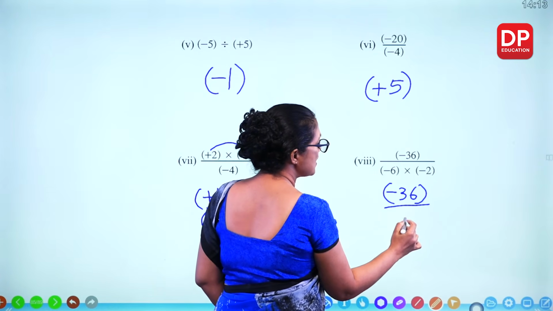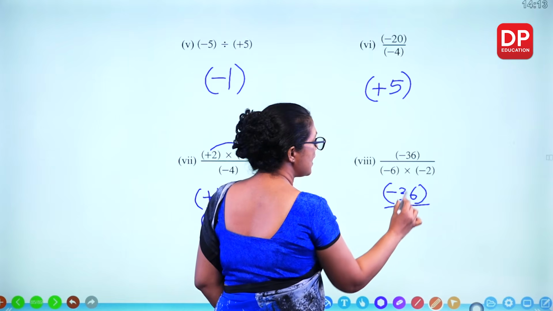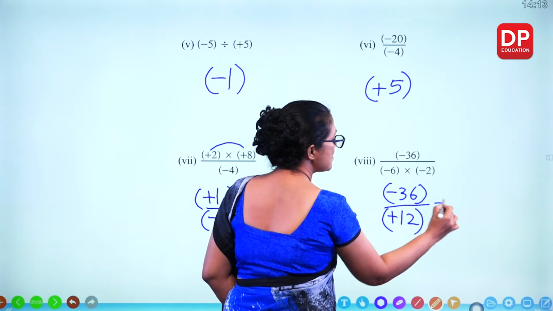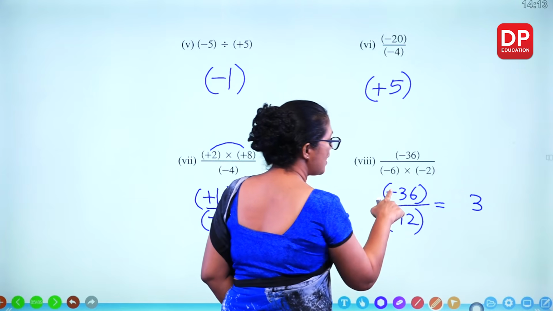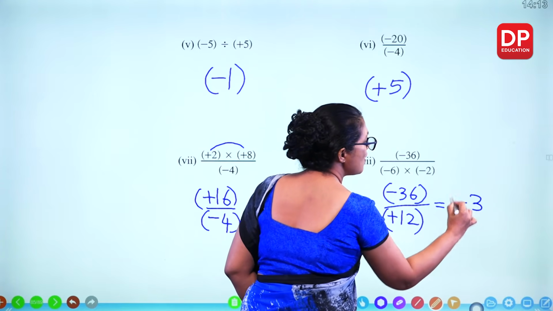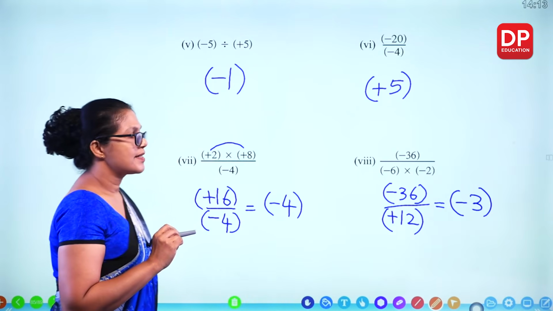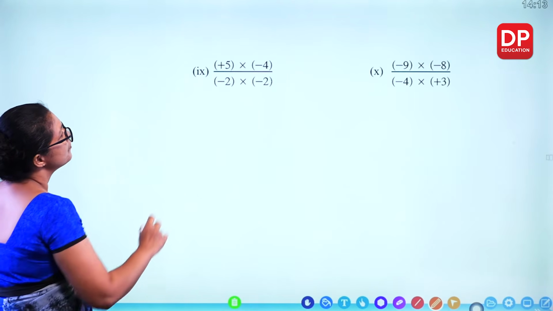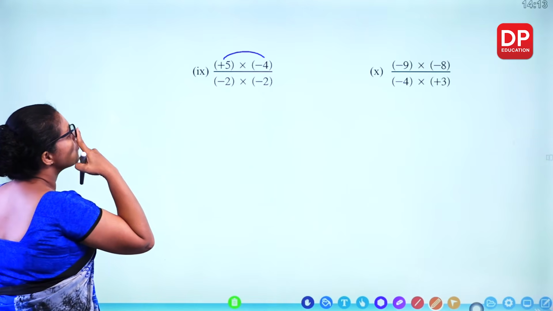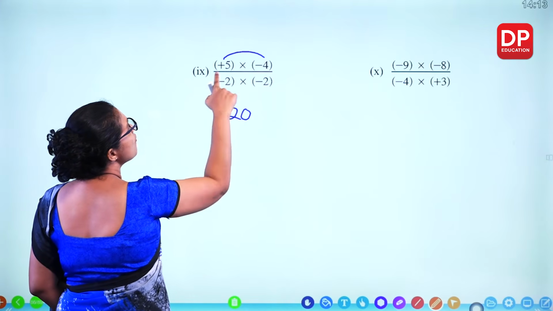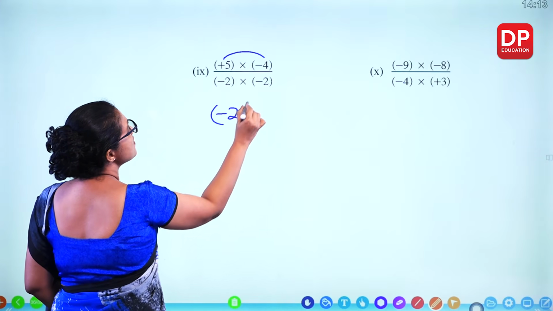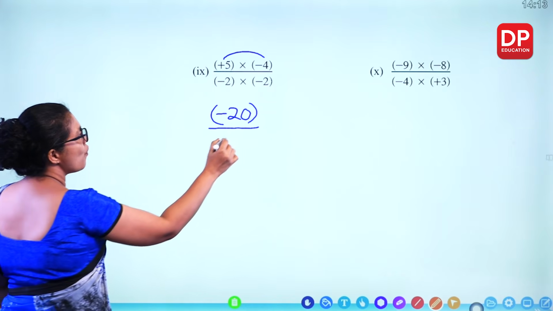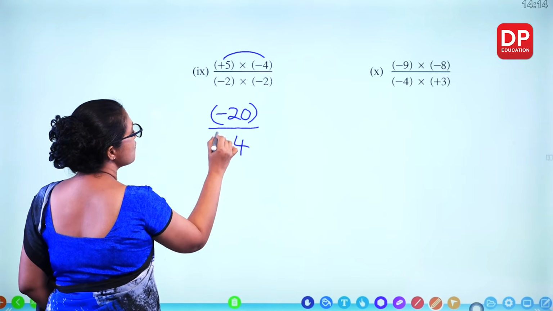6 and 2 multiplication, that's 12. Both negative means you get positive answer. Now 36 divided by 12 is 3. 1 is negative, 1 is positive. Answer is negative. Do the numerator. 5 times 4, 20. 1 negative, 1 positive. Answer is negative. Denominator now. 2 and 2, 4. Both minus means positive answer.